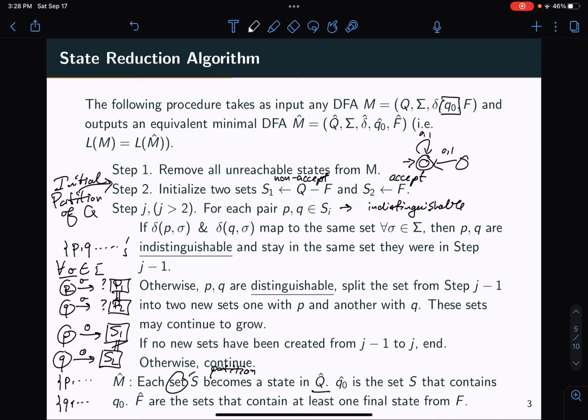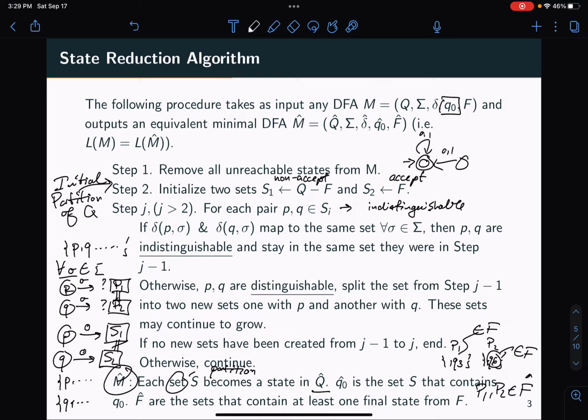And then finally, the set of final states will be the set of partitions that contain at least one final state from the original machine. So if you have, let's say, two partitions, P1 and P2, if you have Q3 and Q6, and Q6 belongs to F and Q3 belongs to F, then P1 and P2 will belong to F hat. Okay. And then this machine M hat will be the minimal DFA.